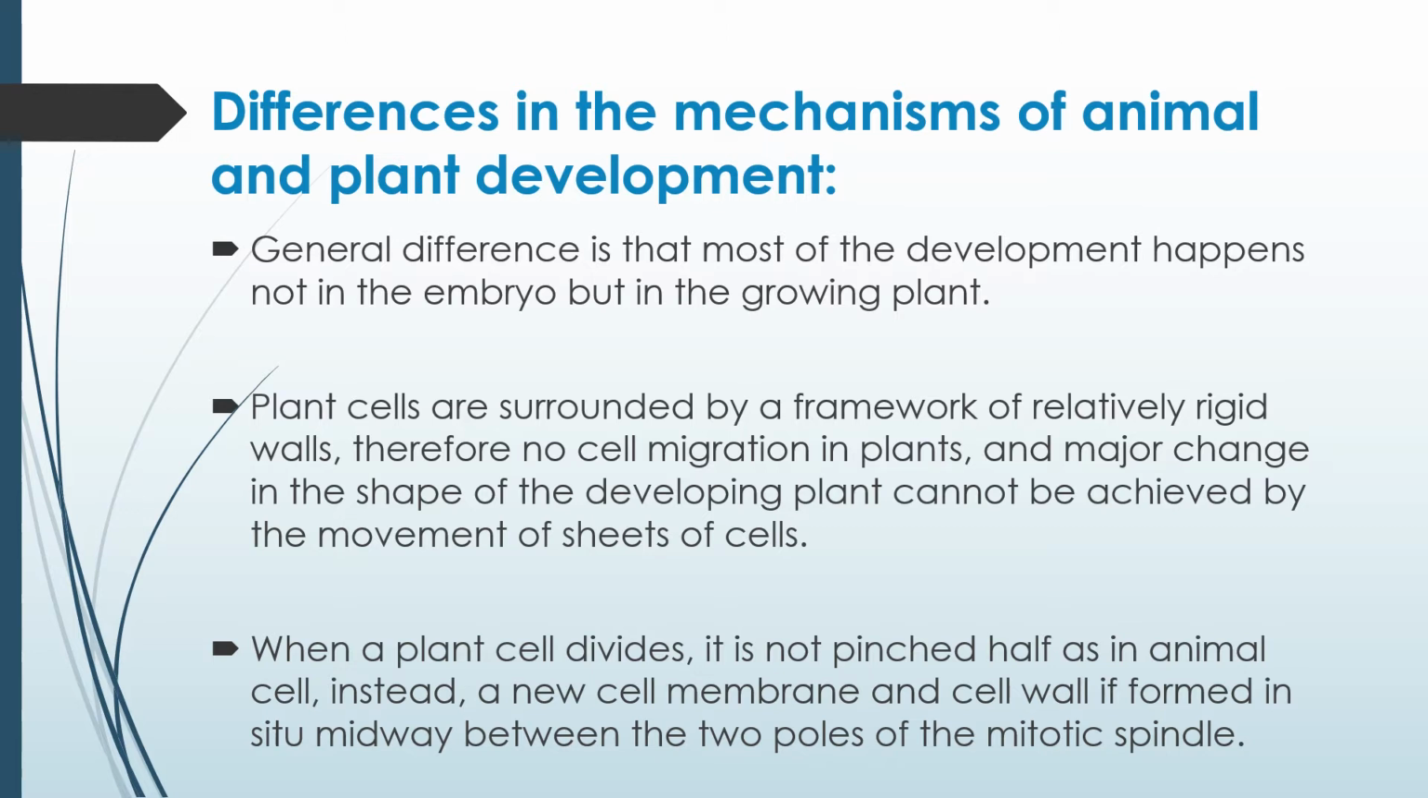Okay? And then when a plant cell divides, it is not pinched in half as an animal cell. Instead, a new cell membrane and a cell wall is formed in situ, midway between the two poles of the mitotic spindle. Okay? So again, sa animals, you form by pinching in half, but in plants, nagpo-produce sila ng another type of cell. Okay, which has its distinct characteristic of having its own cell membrane. Okay, and cell wall.